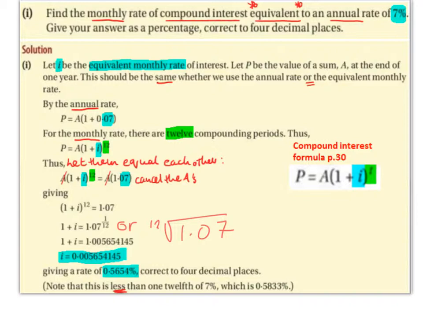Note that this is less than 1/12 of 7%, which would actually be 0.5833%. So in case you wanted to work it out by working out the yearly rate and taking 1/12 of that, it's not the same thing. So you have to follow this process to get the right answer.